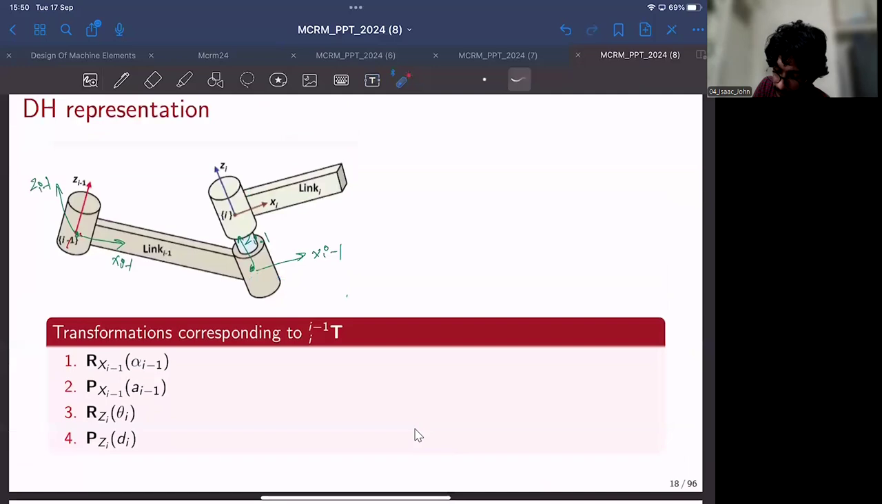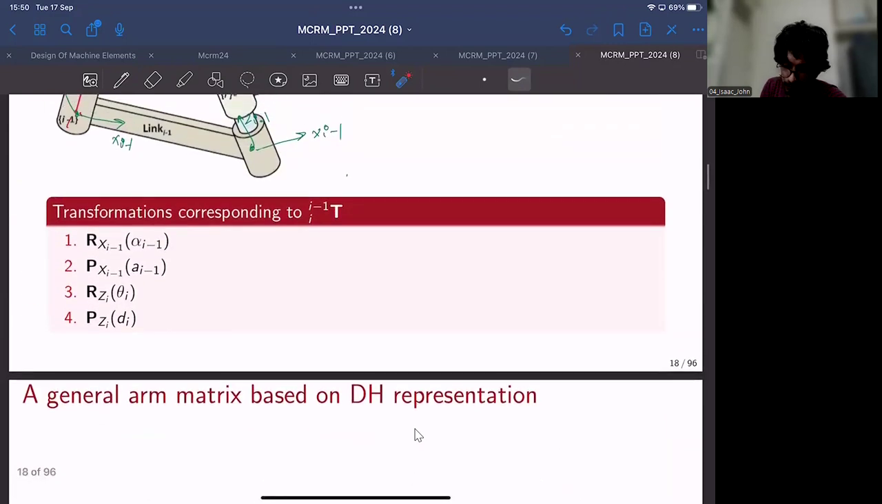Now the only remaining thing is this perpendicular distance that you can take care of by this transformation, translate along Zi by an amount di. So this offset can also be taken care of. So that is how you transfer information between successive frames, in this instance Zi minus 1 and Zi, just by using transformations along Xi minus 1 and Zi minus 1. Sorry, Xi minus 1 and Zi minus 1.